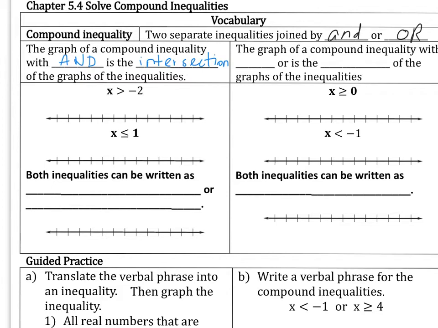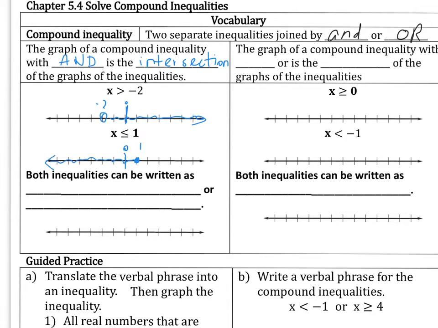So let's say I graph x greater than -2. I'm just going to mark this as 0, line it up, okay? And -2 would just be here. To graph this, it will be everything to the right. And for x less than or equal to 1, it will be everything to the left, including 1.